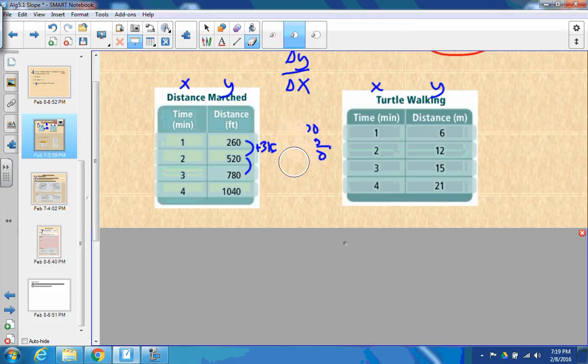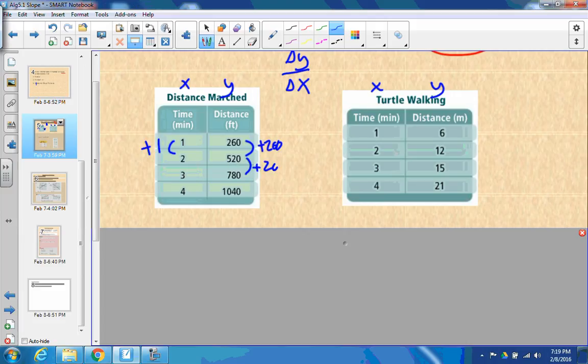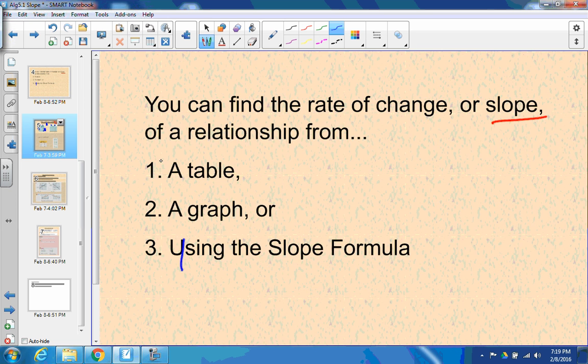Alright, so it's actually up 260 as this goes up 1. Let's check the next one. This is going up 260. And this one is going up 260 as well. They're all going up by 260 as these all go up by 1.